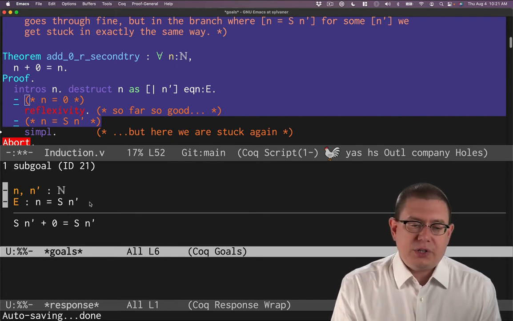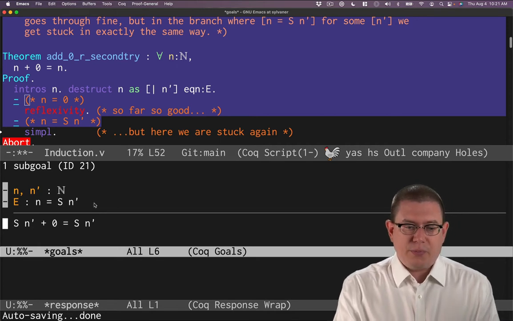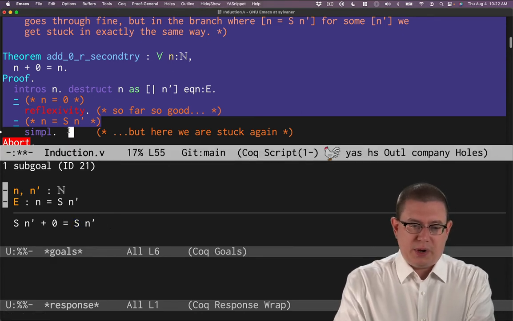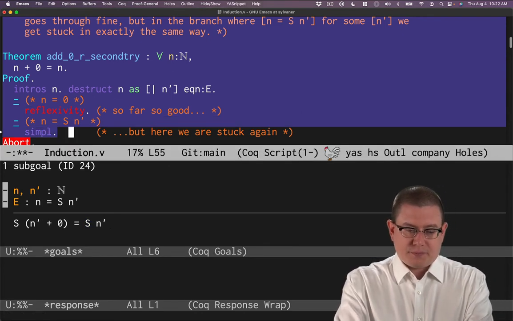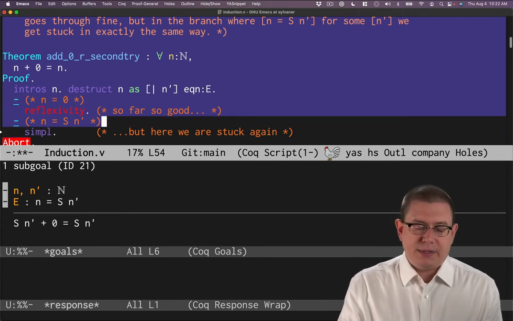Here we can see the equation has recorded that we are, in fact, in the case where we're looking at the successor of n prime, and that successor of n prime has been substituted for n in the goal. What could we do at this point? Well, if we try to simplify, we do make a little bit of progress. Let's undo and think about why that is.